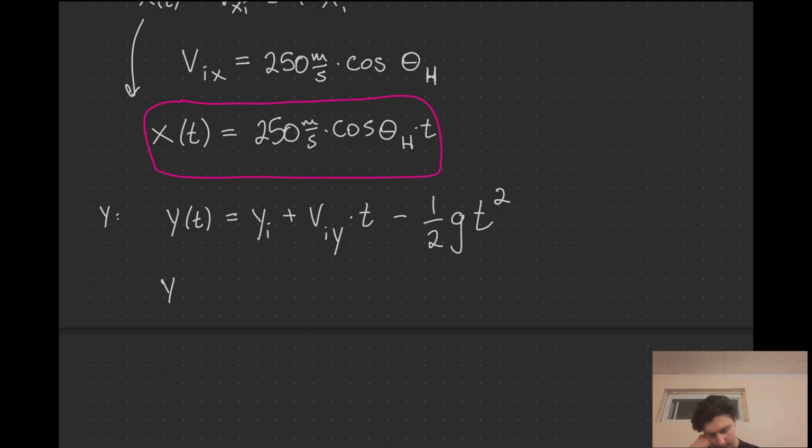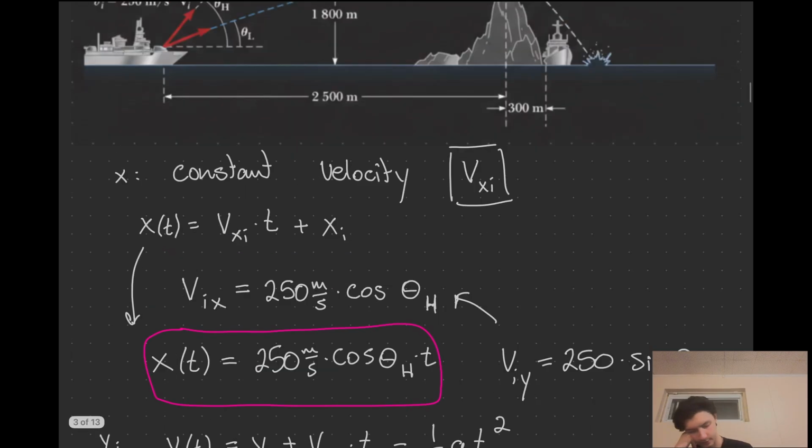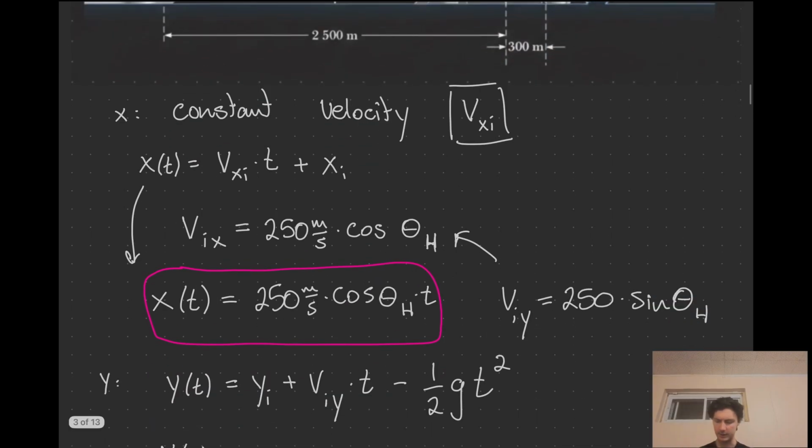So let's replace everything that we know of in this equation. Y initial is 0. VIY, we could do the same thing as this equation. So VIY is 250 meters per second times sine. And this is just from the SOHCAHTOA. So this is the y component of this vector, right? I take this angle theta h, and I can create this right angle triangle over here. And if I find this component of the right angle triangle, that is exactly the same as the VIY. It's the same thing as the VIX.